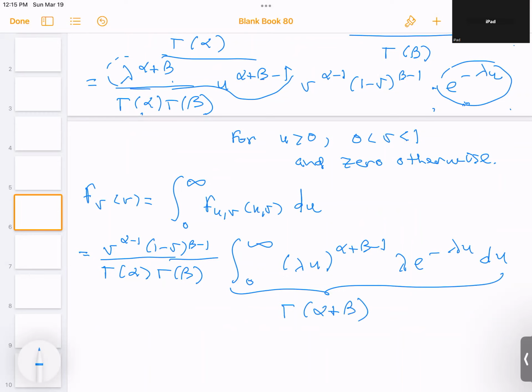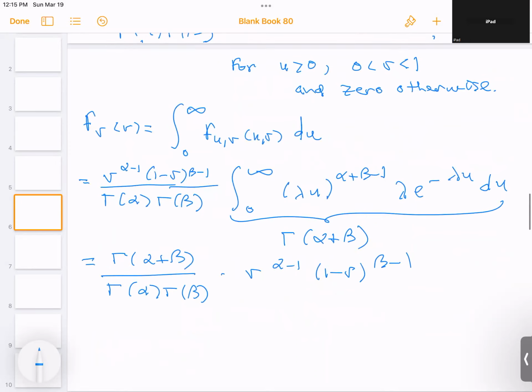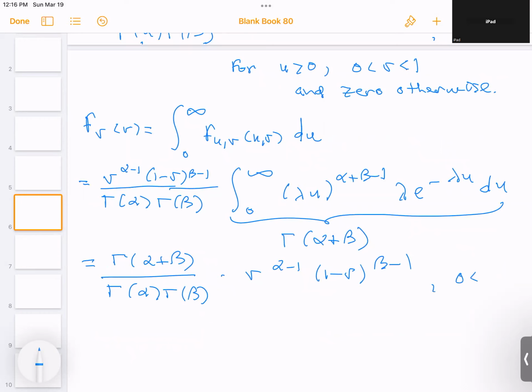So this is a nice result, right? So the whole thing is equal to gamma alpha plus beta over gamma alpha, gamma beta, times v to the alpha minus 1 times 1 minus v to the beta minus 1. And this is for v between 0 and 1. So we see v marginally has a beta distribution with parameters alpha and beta.